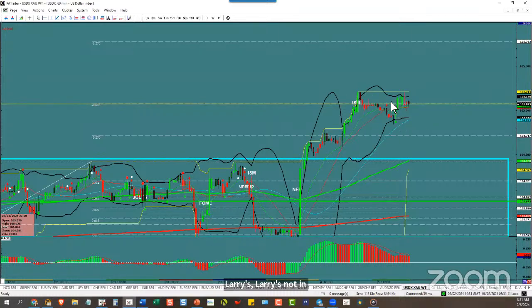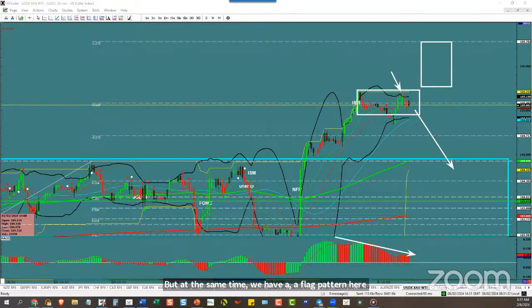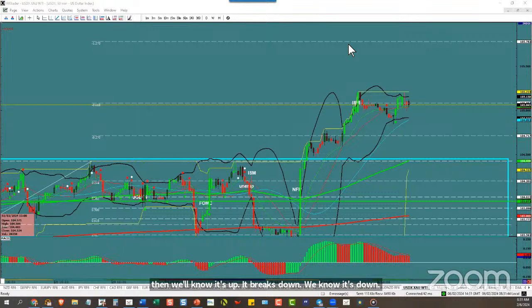Yesterday we had ISM. We got a double top in place, and you can see MACD is talking to you. MACD says we may go down. Now we do have a lower high here, which means this might be a bear flag for the sell. But at the same time, we have a flag pattern right here, which says we might go up. So it's not sure yet what it is. If it breaks up, then we'll know it's up. If it breaks down, we know it's down. In the meantime, we're in no man's land here. So we're going to have to let the charts tell us what it is doing.